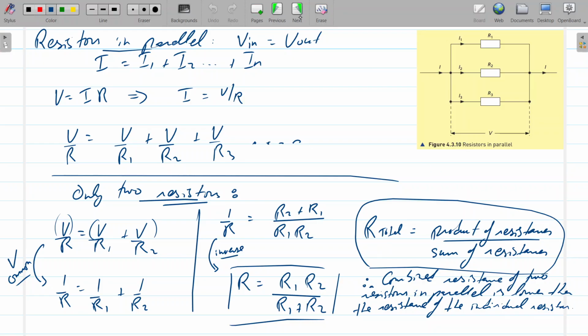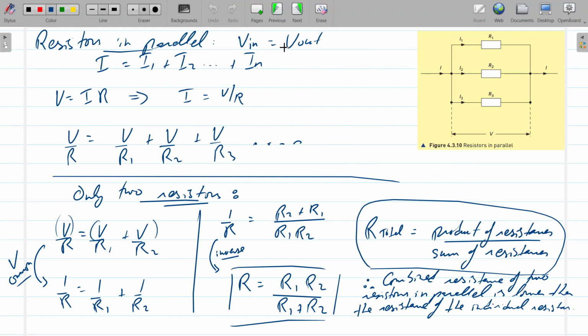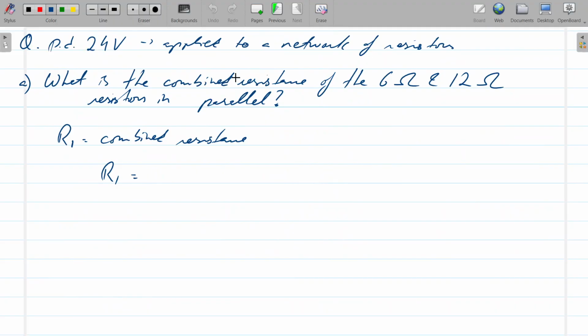So the total combined resistance is, wait, let me just go back with that. Yeah, product over sum. So we're going to do 6 multiplied by 12 over 6 plus 12. And so that's going to give us, Sobia, what is 6 times 12? 72. 72 over 18.